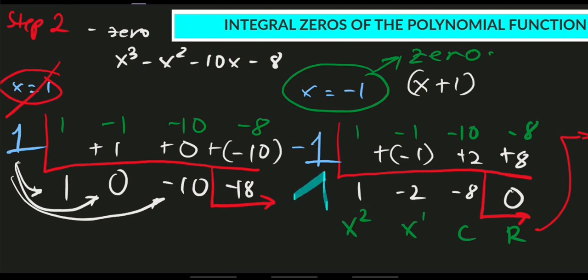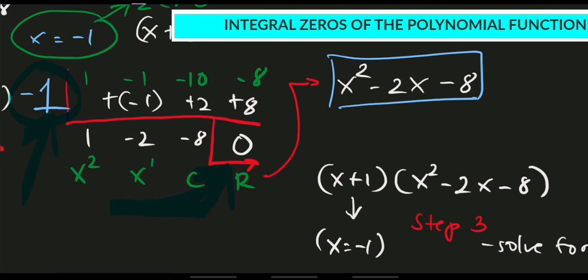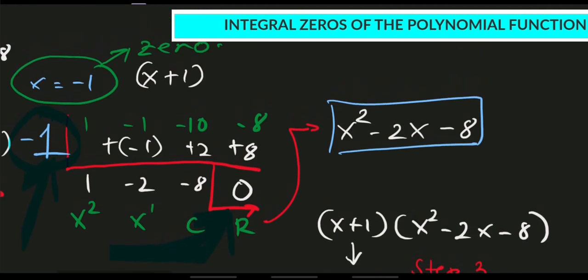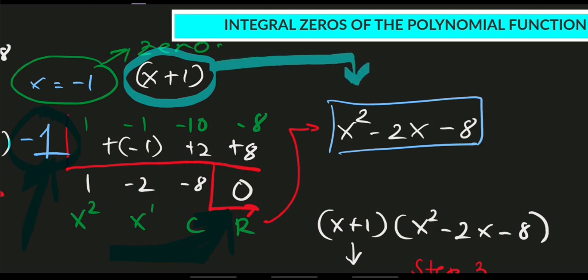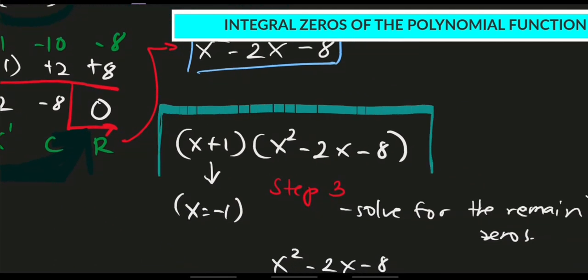Okay, so according to this example, we have negative 1 and it will give us a remainder which is 0. That means this negative 1 is part of our zeros or solution. And then this negative 1, let's convert this into a binomial. Negative 1 as x is also known as x plus 1 into x minus c form, right? That means it will give us our factor. Since we have this quotient, it will give us this. Okay, we have x plus 1 times our quotient, which is x squared minus 2x minus 8.